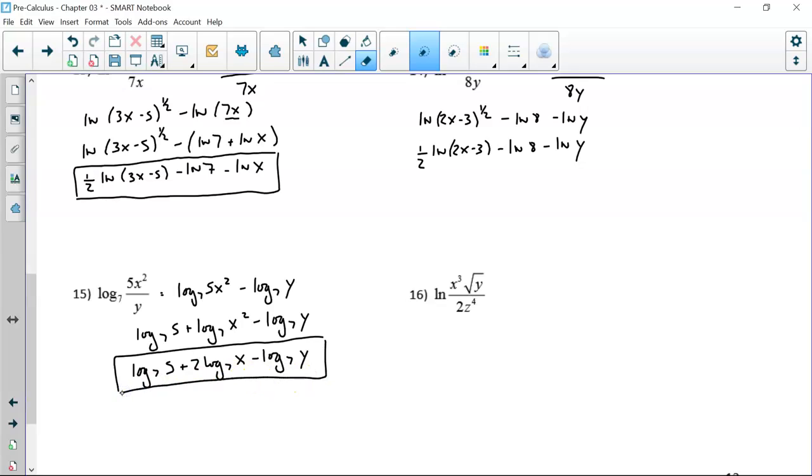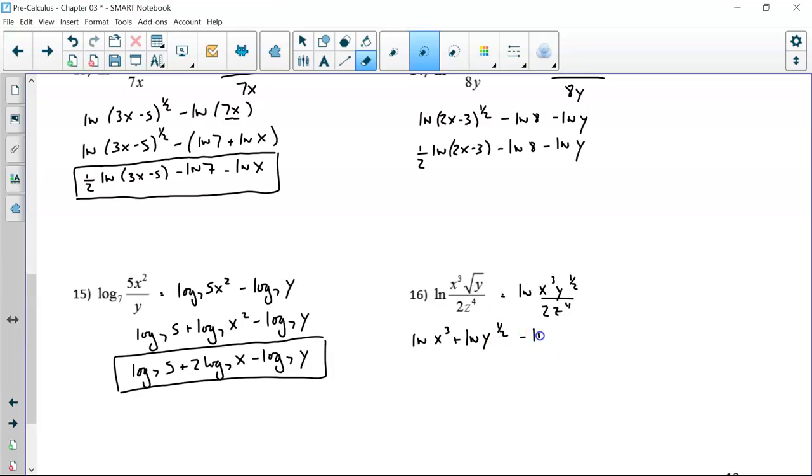And then our last one on this page. Use my quotient property. I have two factors in the denominator, so I'm at my natural log. X, let's take a step back. X cubed, y to the 1/2. Let's do that first. Over 2z to the 4th. Now, I'm going to condense a little bit here. I'm going to condense my steps. I know I'm using product property and quotient property. So I'm going to split up my numerator, the natural log of x cubed, plus the natural log of y to the 1/2.